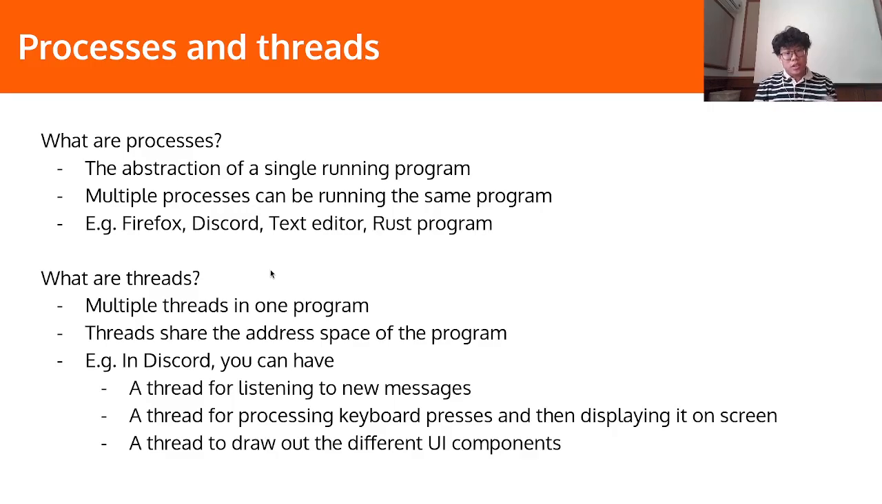Then we come to the topic of what are threads. In the operating system space, whenever we talk about threads, we're talking about multiple threads within one program, right? For example, here I give an example of Discord. Your Discord is one program, but inside Discord you can have multiple threads. Maybe you have one thread in Discord that is listening to new messages. There's another thread to draw all the different UI components. There's another thread to track your keyboard presses and know what messages you have typed on the screen, right? So the big idea is that each process is one individual program, and within each program you can have multiple threads.